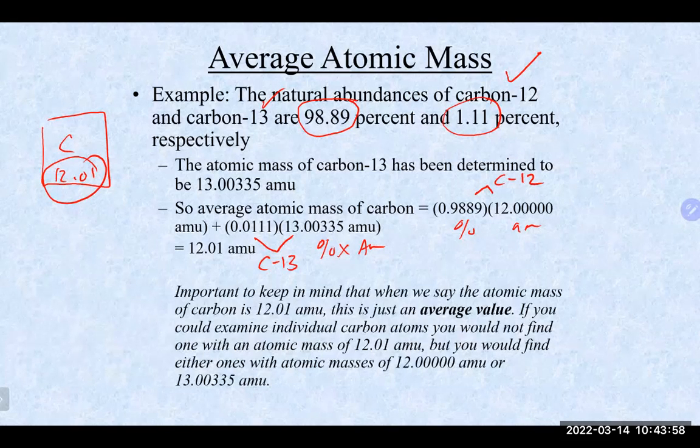It's important to keep in mind that although we consider the atomic mass of carbon, for example, as being 12.01, if you were able to pick out carbon atoms, you would never really find one that has a mass of 12.01. You would either find one that is carbon-12's mass, or you'll find one that is the mass of carbon-13. So for calculations, we use the average value, but in reality, there really is no carbon isotope that has a 12.01 atomic mass. Any questions on that there?